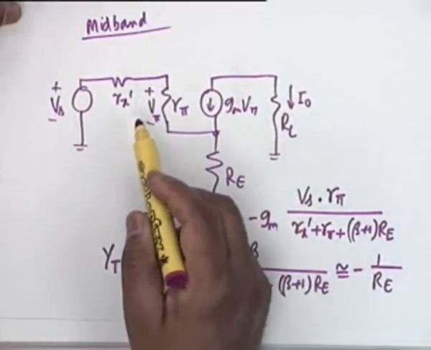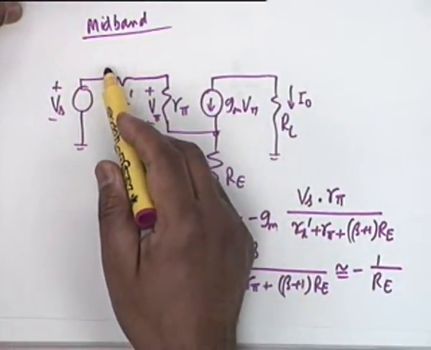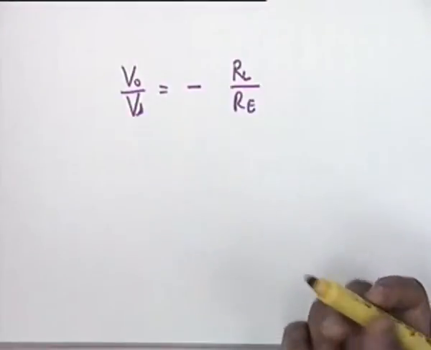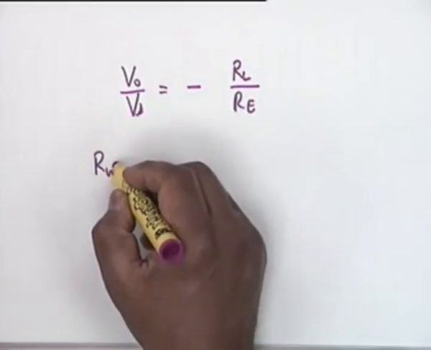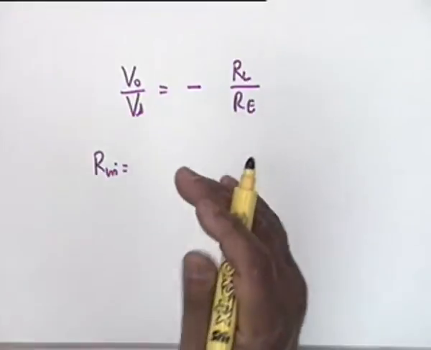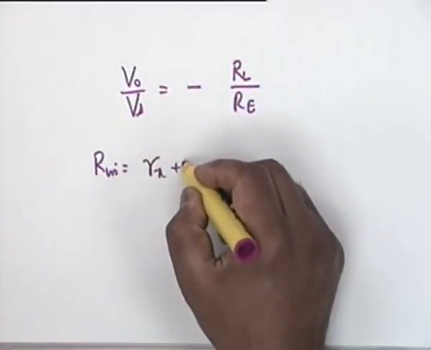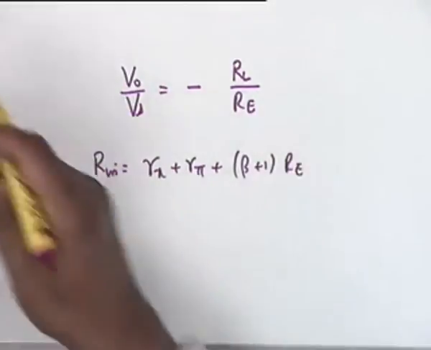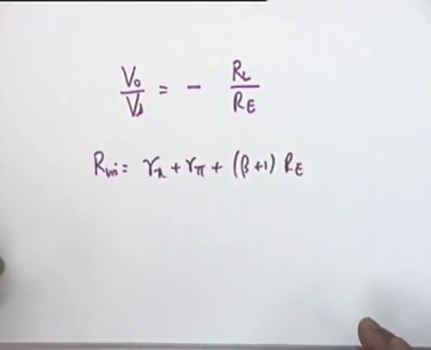Now, I can also see what the input impedance is. Input impedance as seen by Vs is Rx' plus Rπ plus (β+1)Re. So, the mid-band input impedance Rin is also known. Well, if you are fussy, you say what the source Rs is, then it will be simply Rx plus Rπ plus (β+1)Re. Now, the question of output impedance.